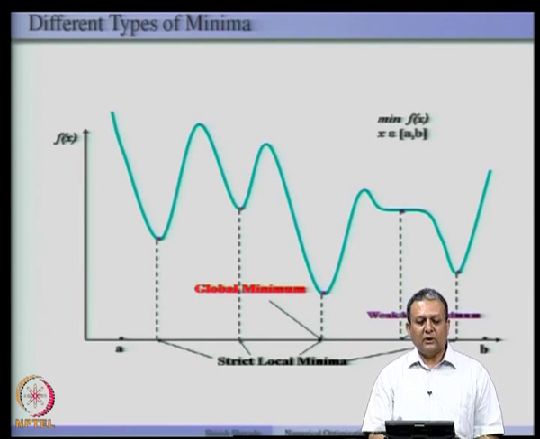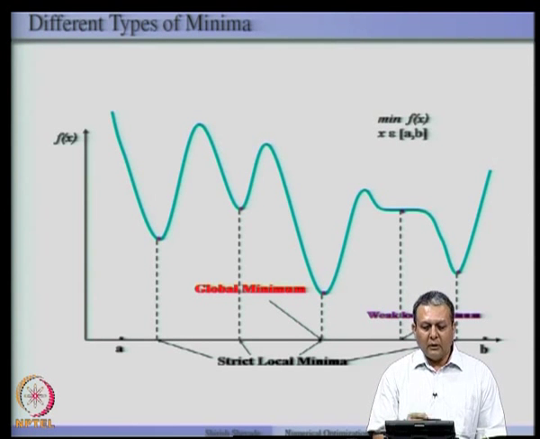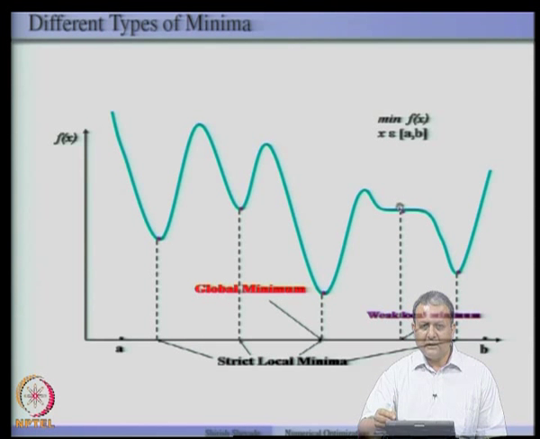So, now let us look at the function again, this function we saw earlier. So, these are the points which are local minima, and not only local minima, they are strict local minima. Now, this is a point which is a weak local minimum. So, you will see that f of x star is less than or equal to f of x in the neighborhood of x star. So, such points are weak local minima, and this point is a global minimum.